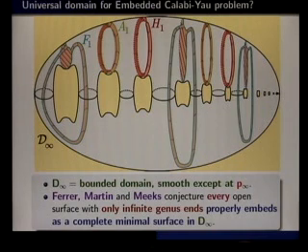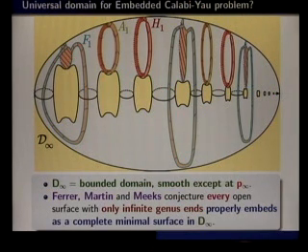Anyway, the conjecture says that you take this particular domain and you look at any open surface. It can be non-orientable. It can have an uncountable number of non-orientable ends. It can be very complicated. But as long as each end has infinite genus, then it will properly embed in this particular bounded domain.